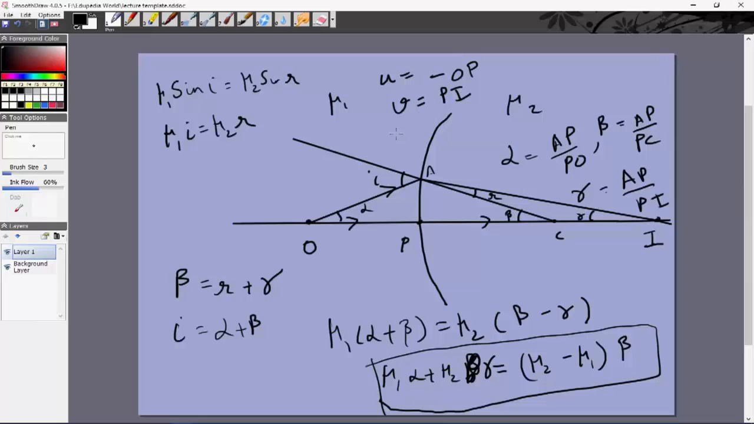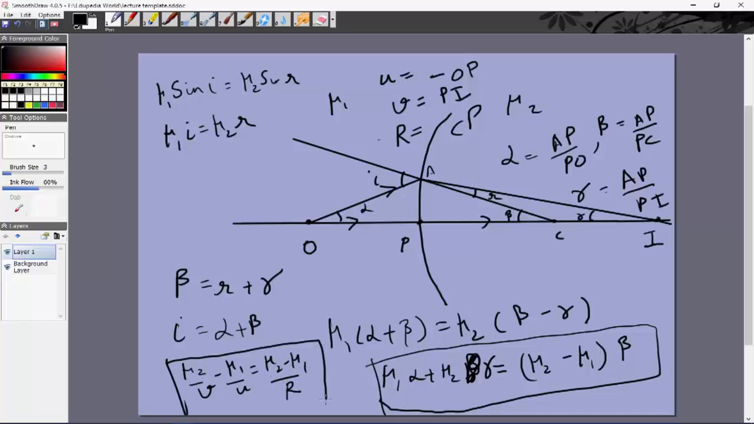What is R? R is equal to CP. Again, there is no minus because it's on the right side. If the spherical surface had been curved the other way, then the center of curvature would have been towards the left, and R would have been negative. But right now we know R is equal to CP. From that we get the result; the only negative is OP, so alpha will be negative. So we get mu2 by v minus mu1 by u is equal to mu2 minus mu1 by R, which is the standard formula for refraction at spherical surfaces.